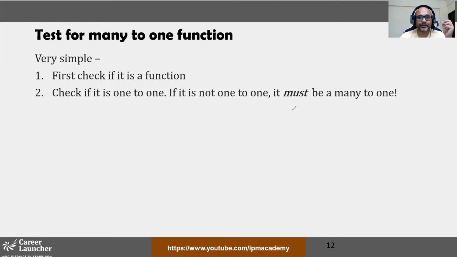Now it's a small homework for you if you're interested. Why should it be like this? Why should a function be one-to-one or many-to-one? Why is there no other possibility? You can think for yourself. Okay, but I will leave it as a homework.